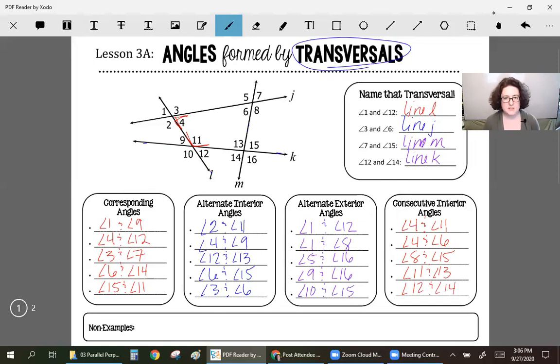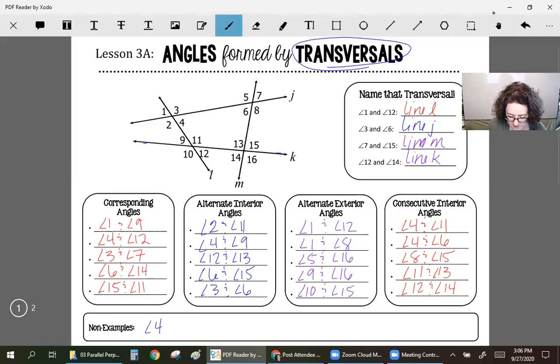And again, this is not an extensive list. This is only some of those angle pairs, but you can probably come up with a lot more from that scenario. Okay, some examples of what things don't work. So let me go ahead and erase this. Some examples of pairs of angles that do not form one of these special pairs.